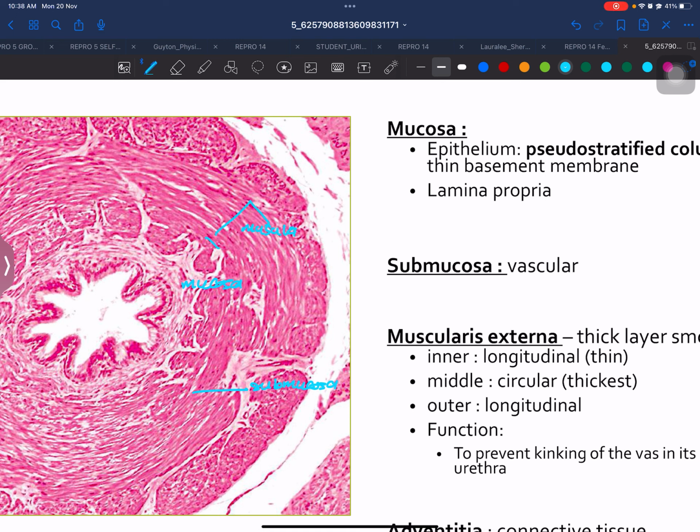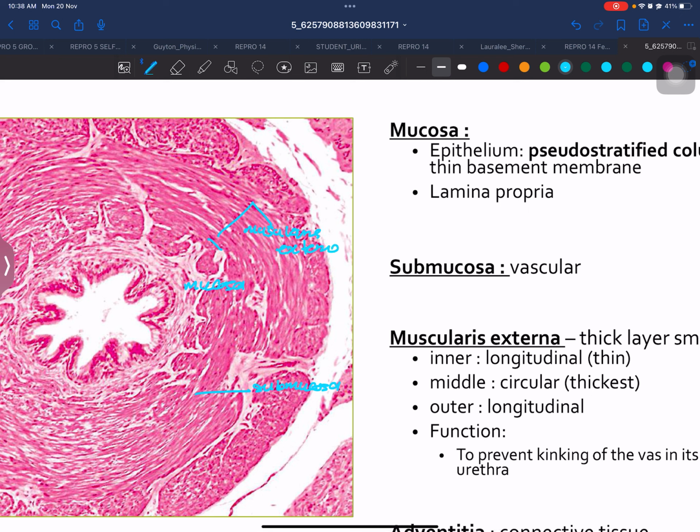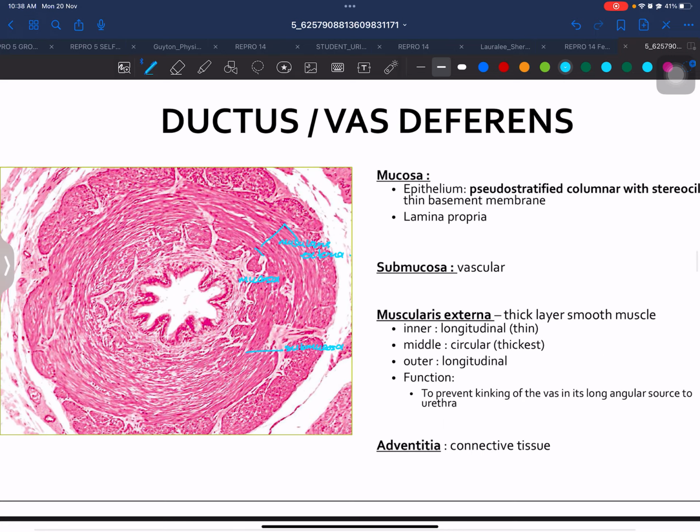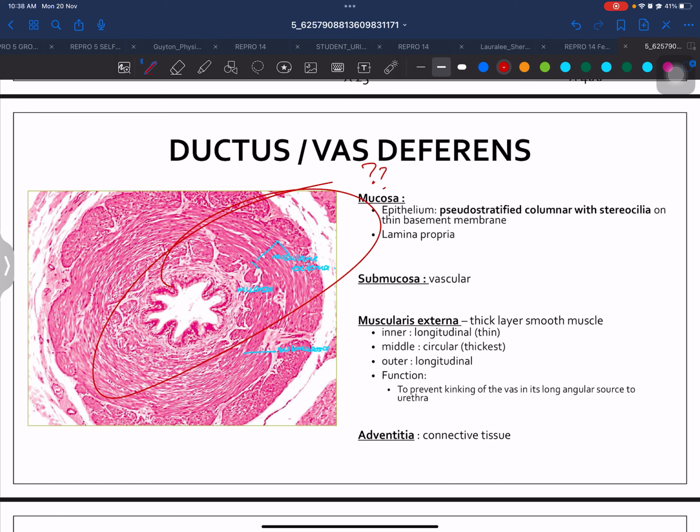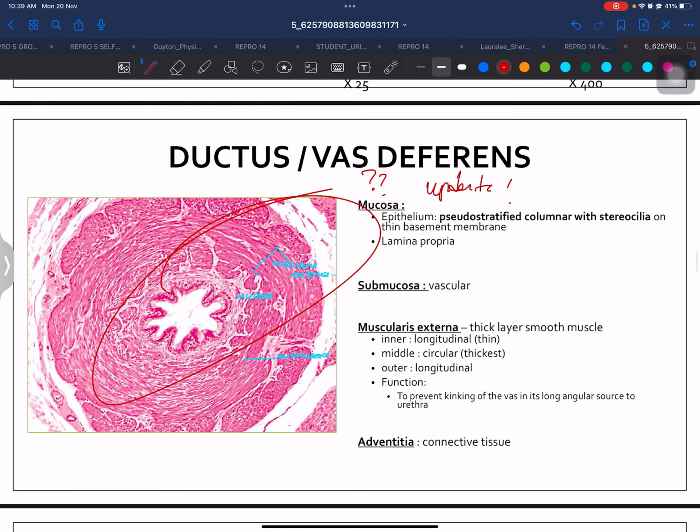There are three layers: inner longitudinal, middle circular, and outer longitudinal. The function of these muscle layers is to prevent kinking of the vas deferens. It is long, right, from the epididymis toward the ejaculatory ducts, so it needs this to prevent kinking. The adventitia is connective tissue. Then we go to the seminal vesicles.